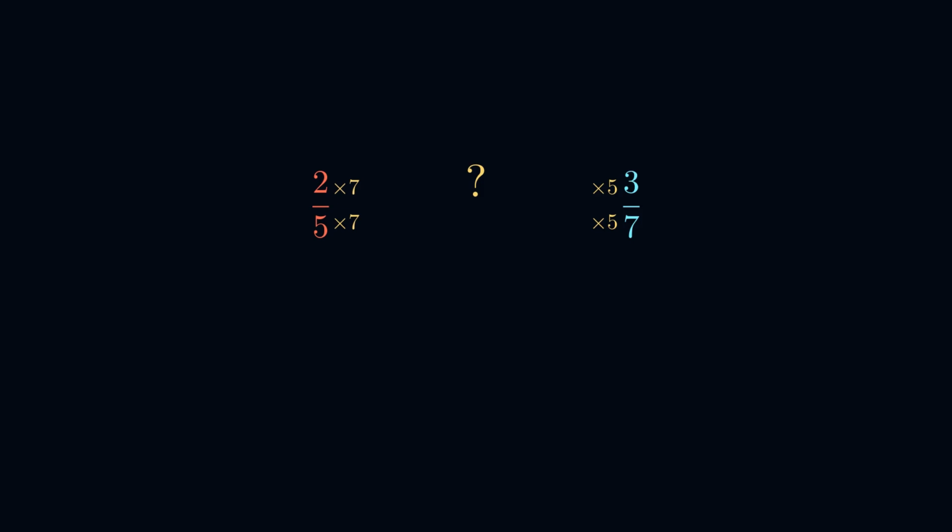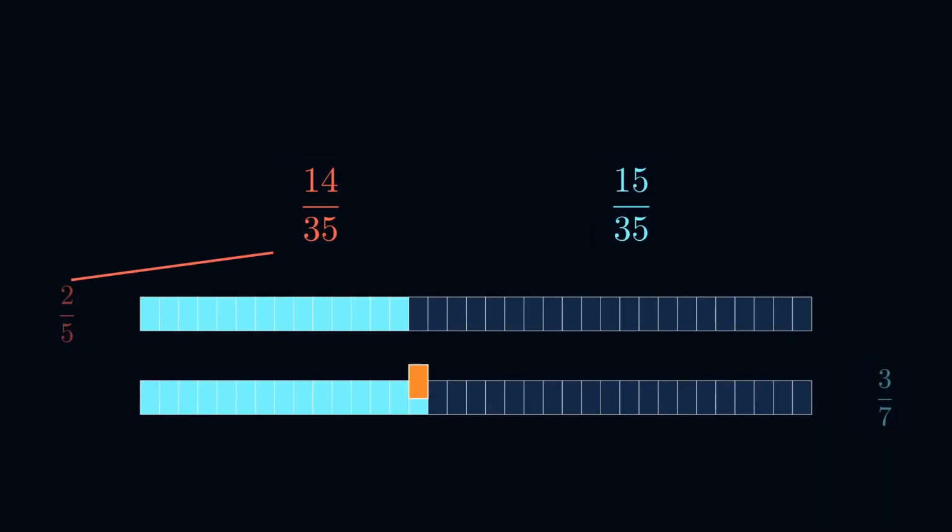So 2/5 becomes 14/35. For 3/7, we multiply by 5. 3 times 5 gives 15. 7 times 5 gives 35. So 3/7 becomes 15/35. Now both fractions use 35. 14/35 is less than 15/35. So 2/5 is less than 3/7.